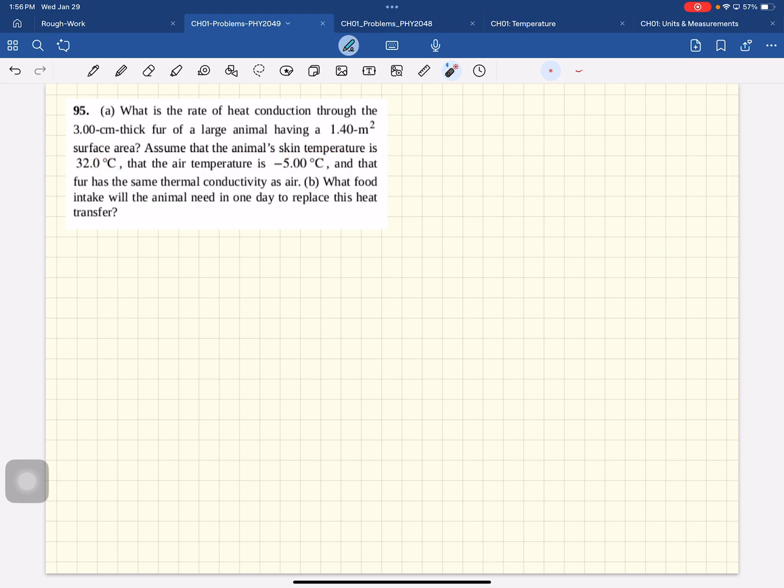So if you don't want to lose heat, what is another thing you do? You cut off blood flow to your skin. Okay, so that's why here the temperature is lower. The air temperature is -5 degrees, and the fur has the same thermal conductivity as air. So the idea of the fur is essentially just trapping air and using the thermal conductivity of air. What food intake will the animal need in 1 day to replace this heat transfer?